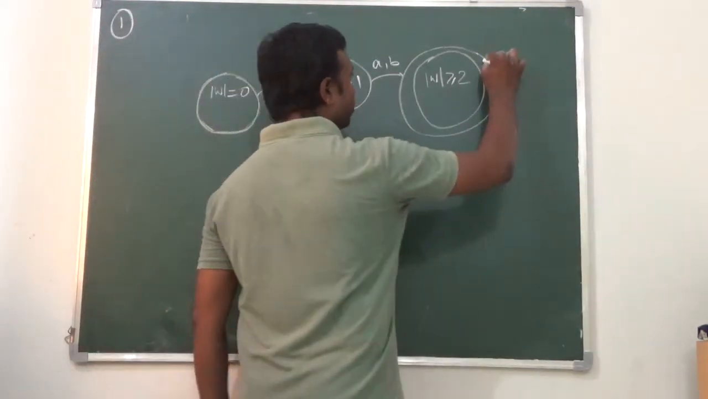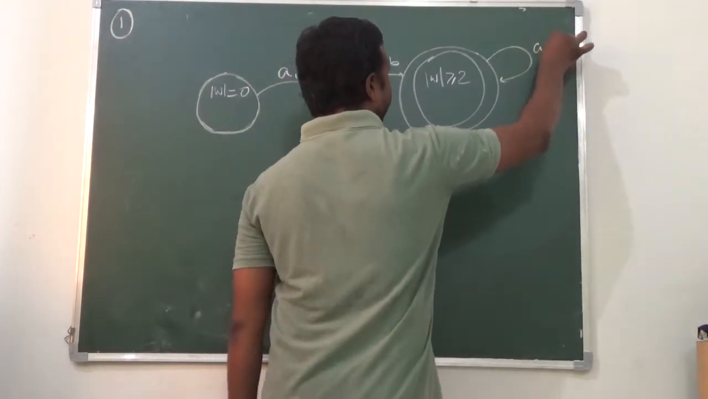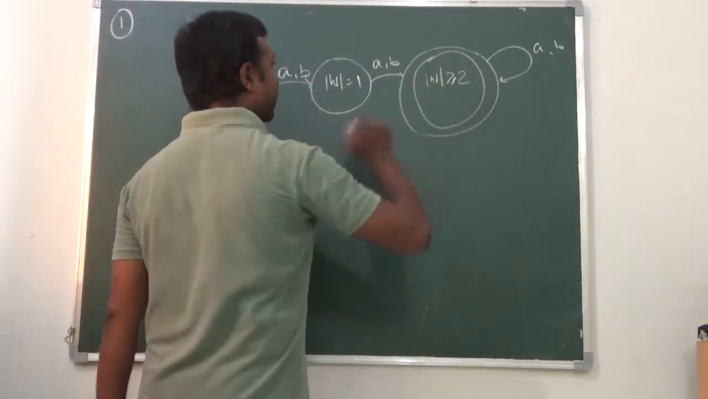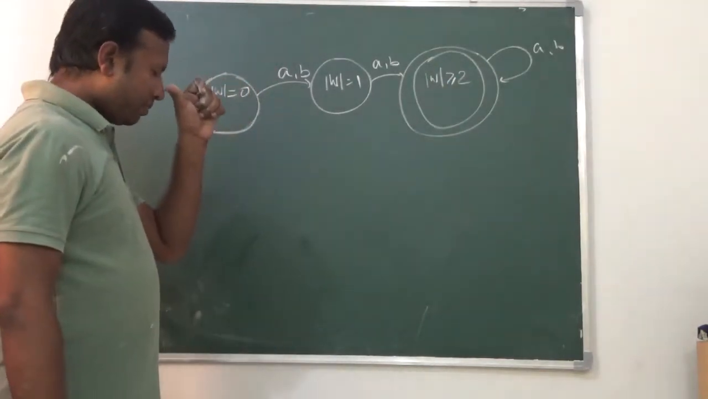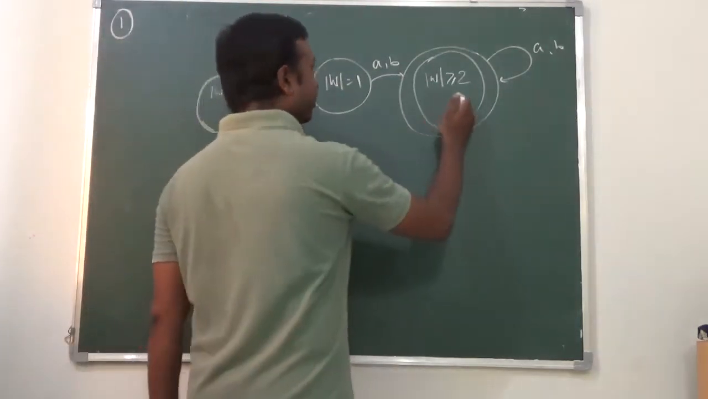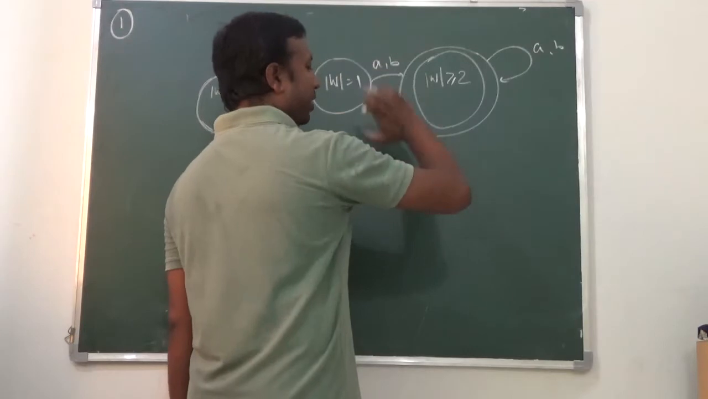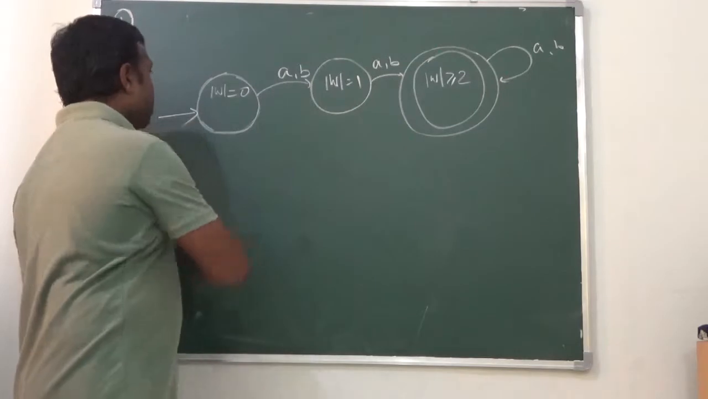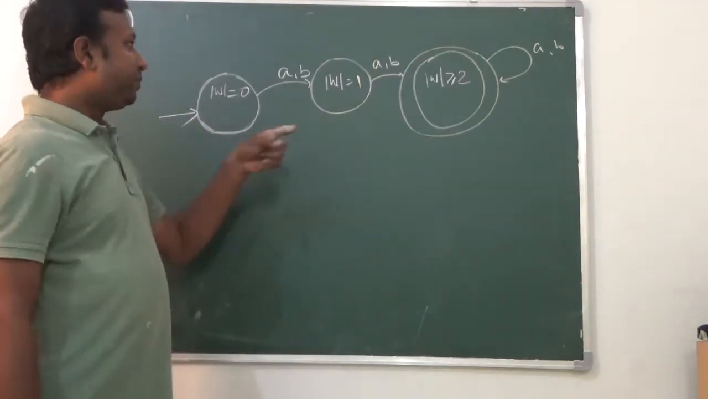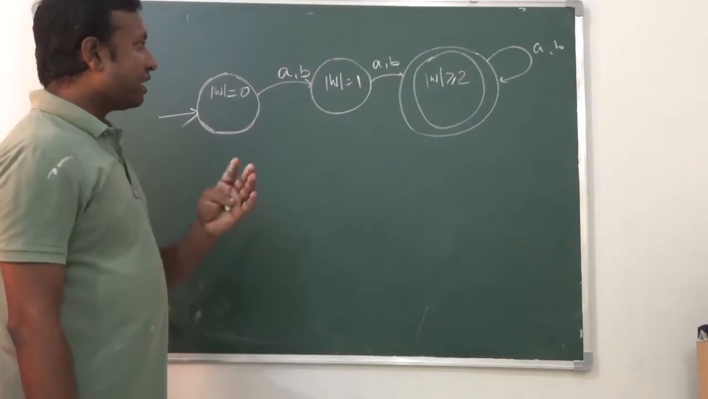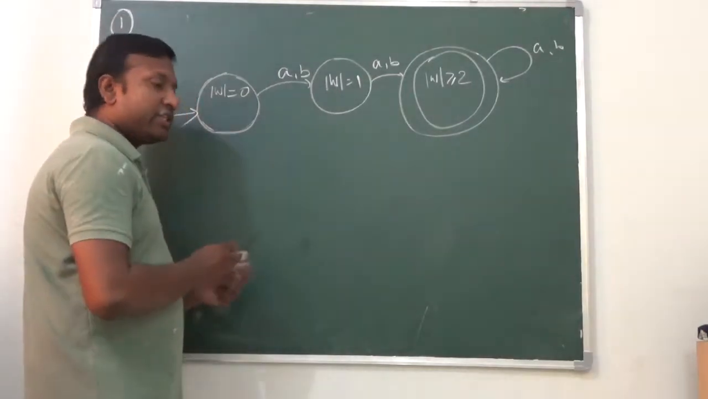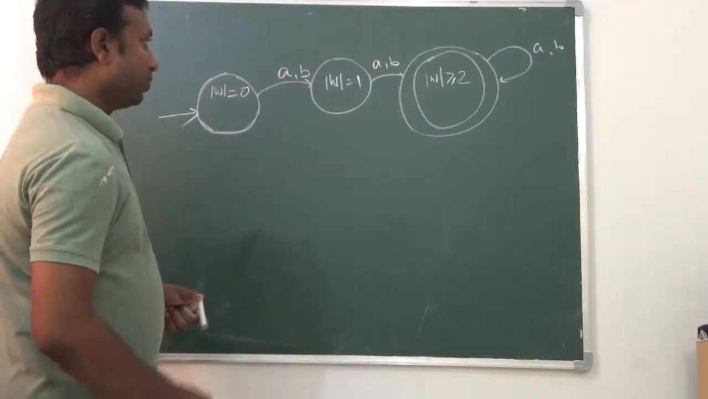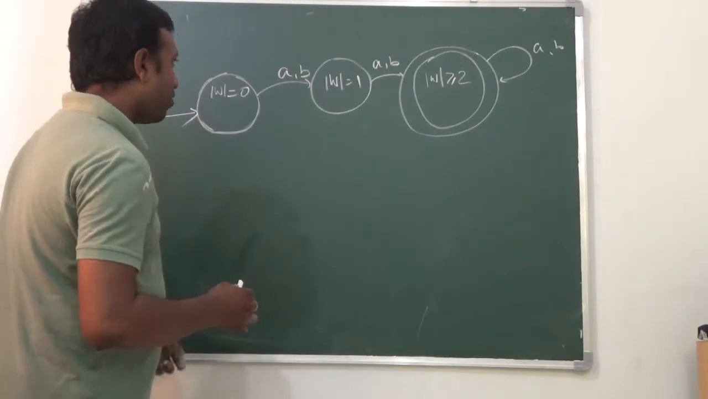Now after that, if I have seen A or B, the length is obviously greater than or equal to 2, right? So after this we should not write length 3 or length 4, because if we got something greater than 2, we should accept. So this is the simple machine which will reject everything whose length is less than 2, and accept everything whose length is greater than 2.